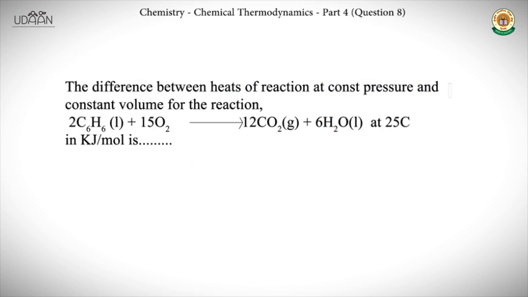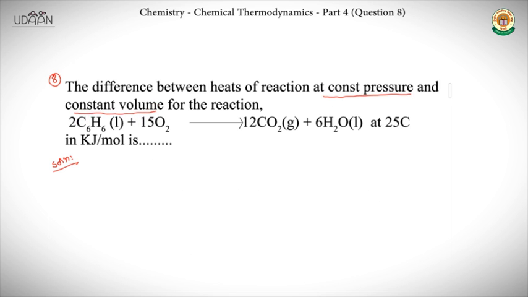Guys, let's ask Sandeep to help us solve this question, which is the 8th question here. The difference between heats of reaction at constant pressure and constant volume for the reaction 2C6H6 in liquid form plus 15 O2 gives 12 CO2 plus 6H2O at 25 degrees Celsius. What is the difference between heats of reaction at constant pressure and constant volume for this reaction in kilojoules per mole? Just don't get confused with the question here: heat of reaction at constant pressure and constant volume.